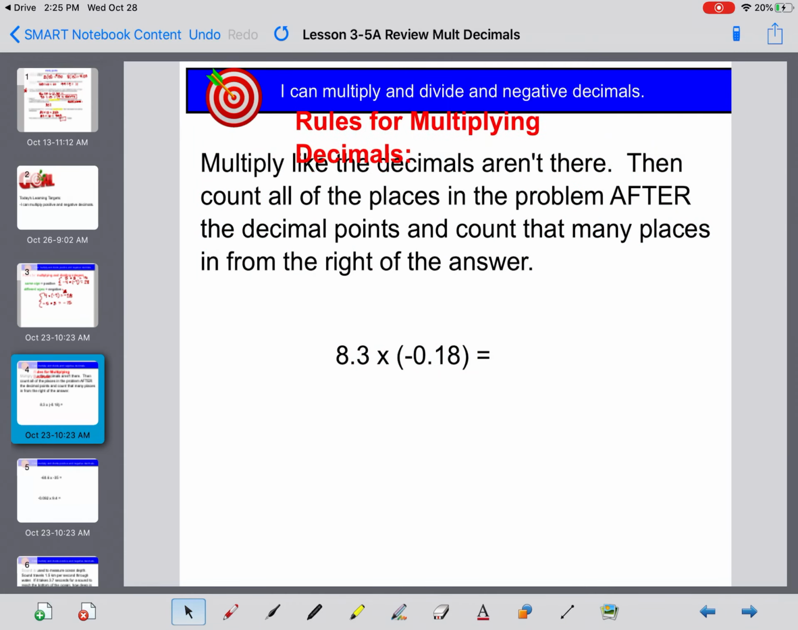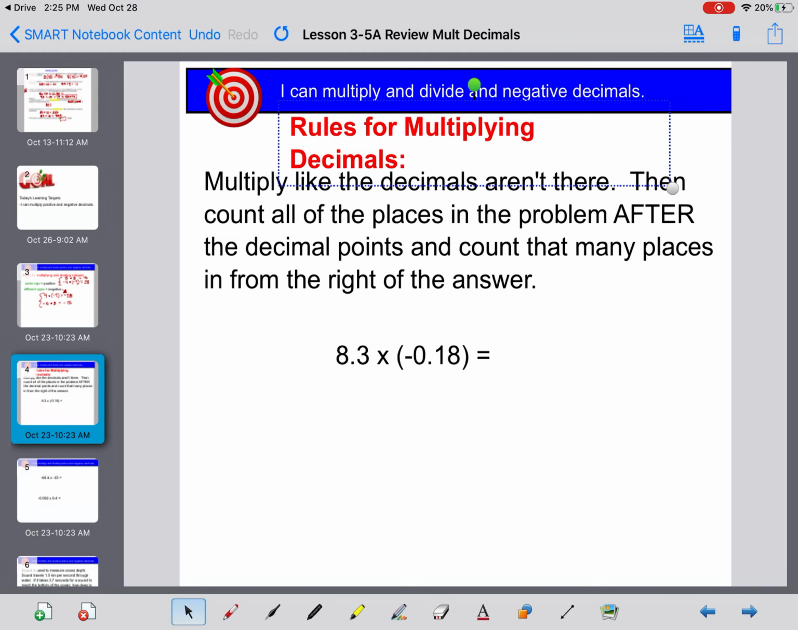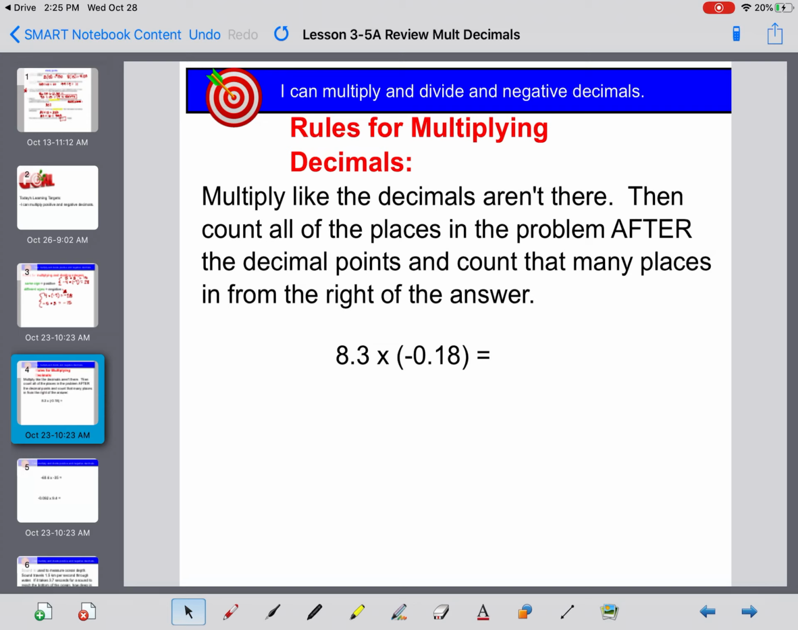Now we also need to review rules for multiplying decimals. Seems like my formatting is a little wonky. So remember that when you're multiplying decimals, you multiply like the decimals aren't even there. Then you count up the number of places in the problem after the decimal points and count that many places in from the right of your answer. So let's do this example together, and this one should go in your notes packet. I like to write these in stacked formation like this, 8.3 and 1.8.